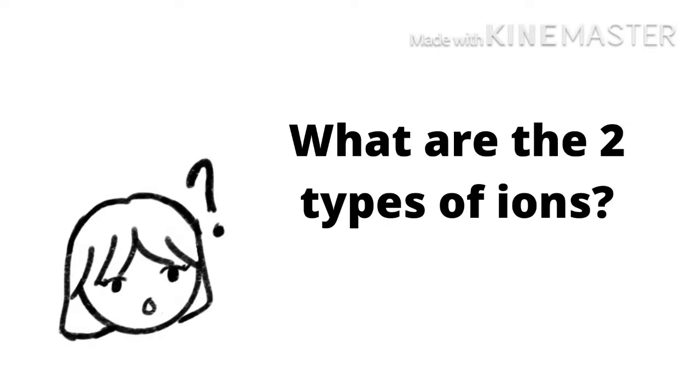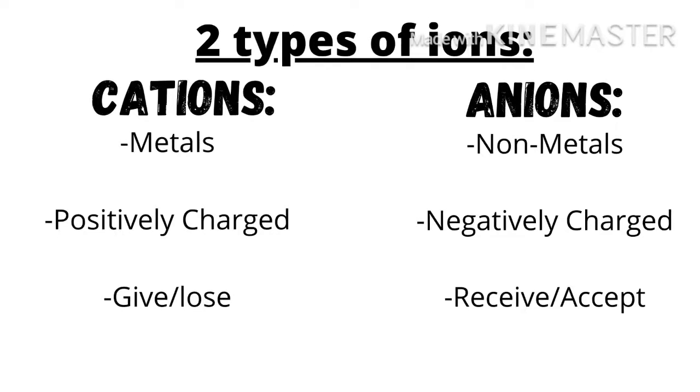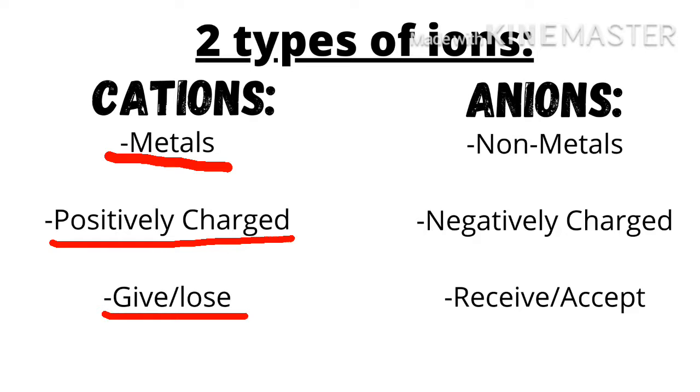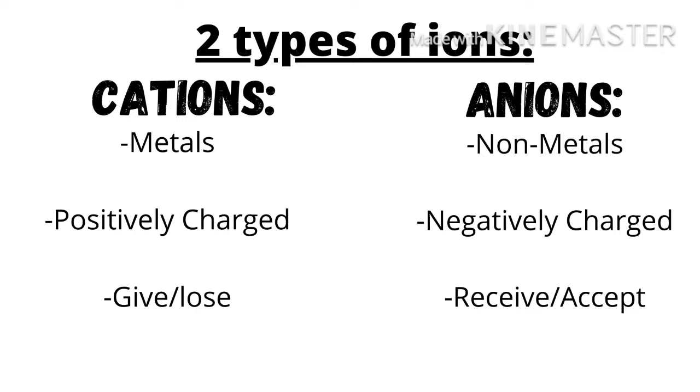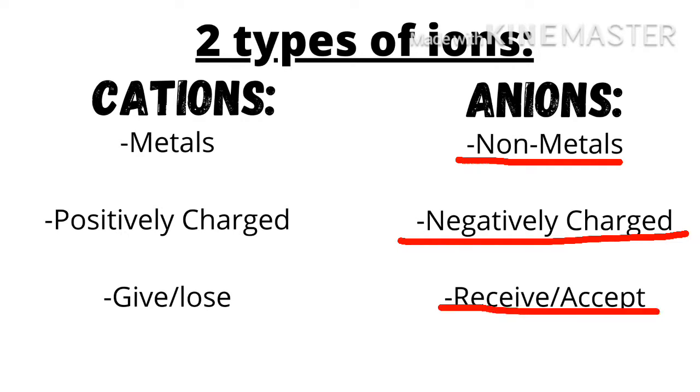There are two types of ions. What are those two types? Those two types are cations and anions. Cations are metals. They are positively charged and they give their electrons to combine with another atom to be stable. While anions are nonmetals, they're negatively charged and they receive electrons to make them stable.